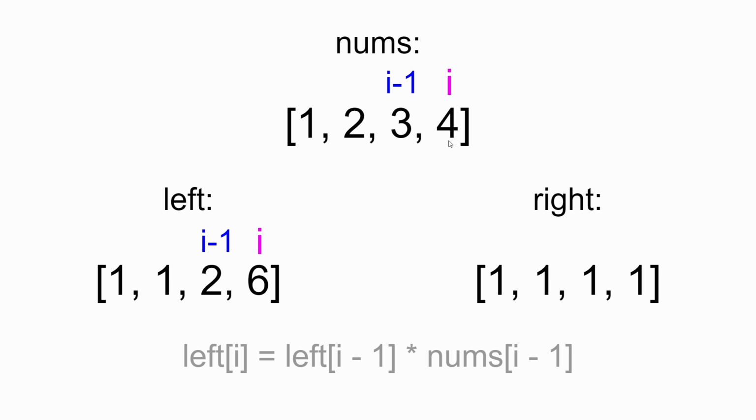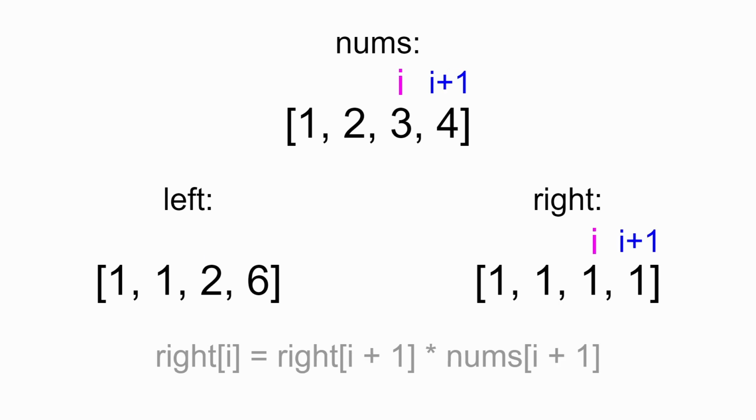This makes sense because if I was at index 3, that would be number 4, and now I'm going to multiply 3 times 2 times 1, which is 6. So that's why I have the product of the numbers to the left as 6. Same thing, we're now going to transfer over to the right.